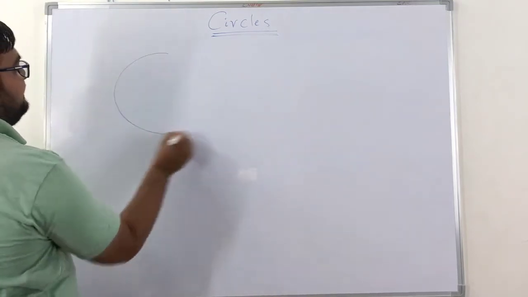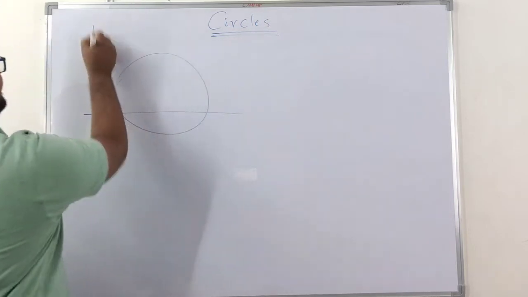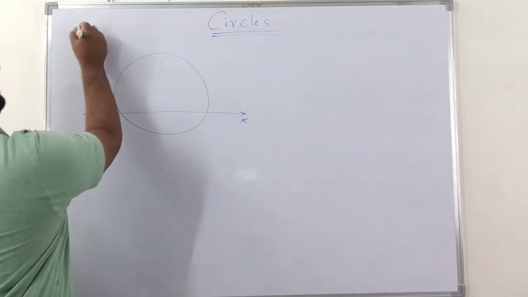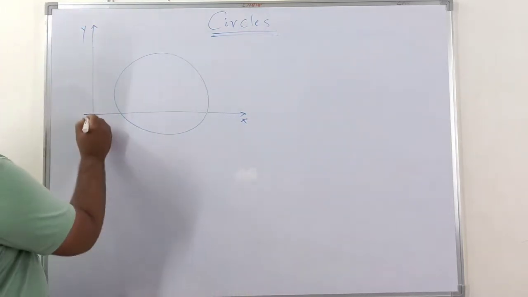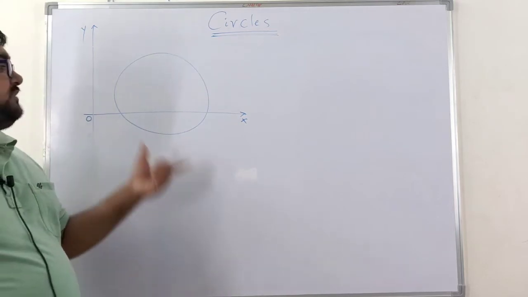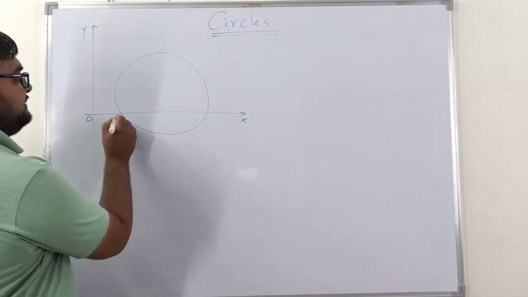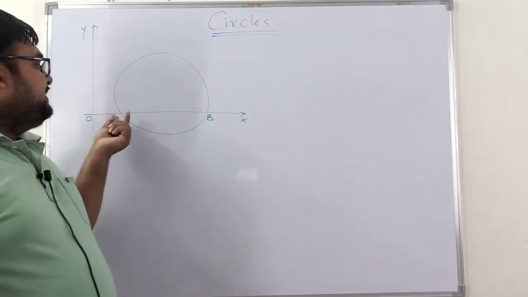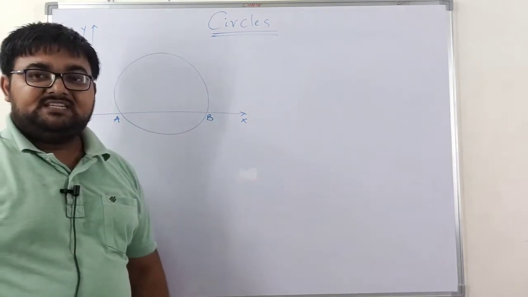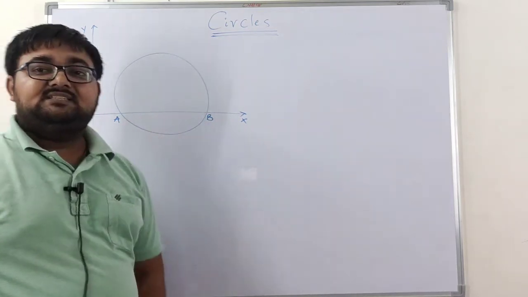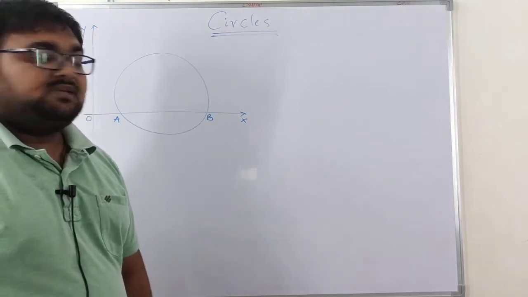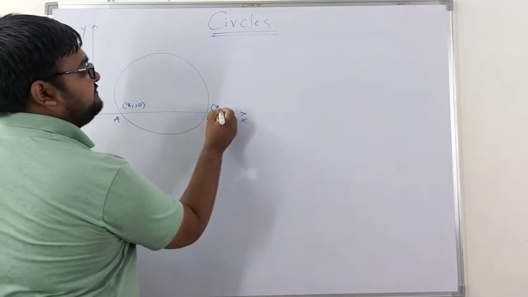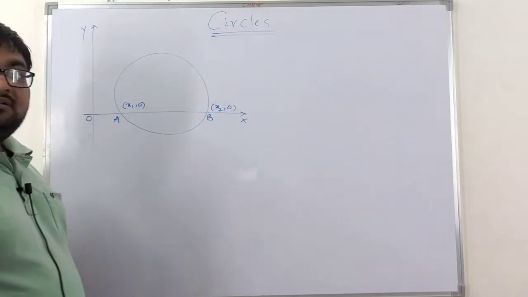So when I have a circle which intersects my x-axis, this is my x-axis and this is my y-axis, and this is my origin. This particular circle intersects the x-axis at two points A and B. Now if you observe, points A and B lie on the x-axis, no? If a point lies on the x-axis, then its y coordinate is zero, right? So let this point be x1, 0 and this point be x2, 0.